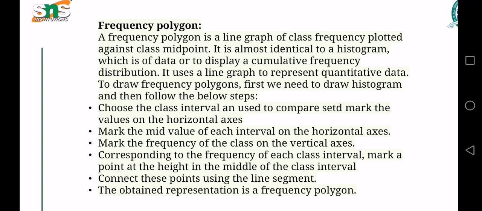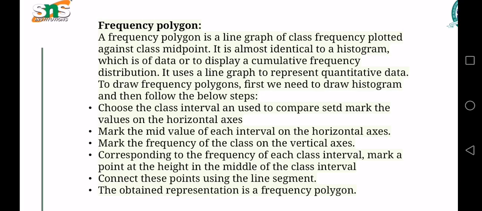Frequency polygon. A frequency polygon is a line graph of class frequency plotted against class midpoint. It is almost identical to a histogram, and is used to display a cumulative frequency distribution. It uses a line graph to represent quantitative data. To draw a frequency polygon, first we need to draw a histogram and then follow the steps below.